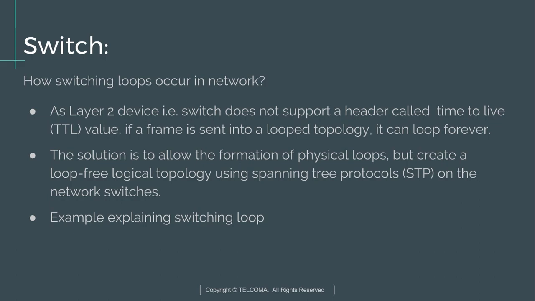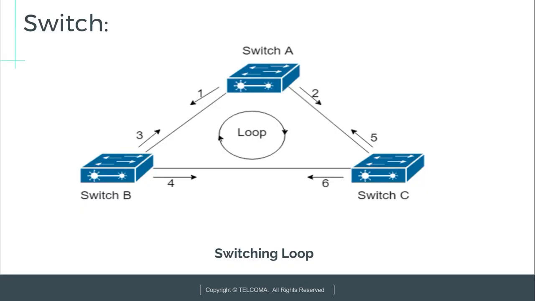So the solution is to allow the formation of physical loops but create a loop-free logical topology using spanning tree protocol on the network switches. As shown in the example, three switches are interconnected. Switches A, B and C are interconnected to each other to reduce the risk of packet drop due to failure of a link.